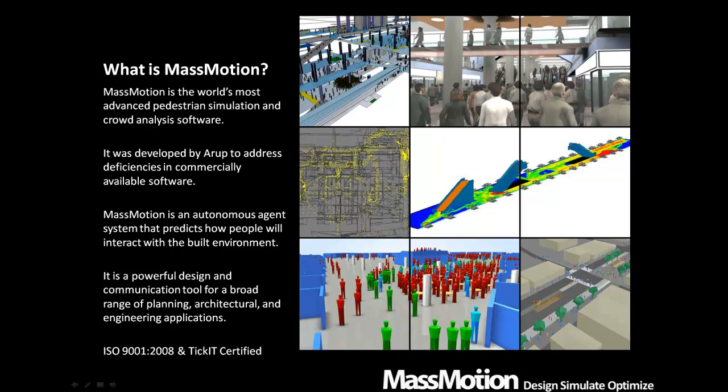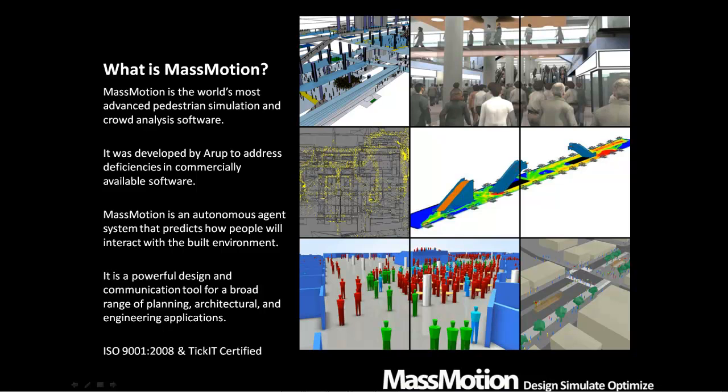MassMotion, as Nick says, is the world's most advanced pedestrian and crowd simulation software. Developed originally in-house at Arab, basically because the Arab transport planners were trying to use the pedestrian programs which were available on the market at the time, and none of these were actually giving engineers what they actually wanted.